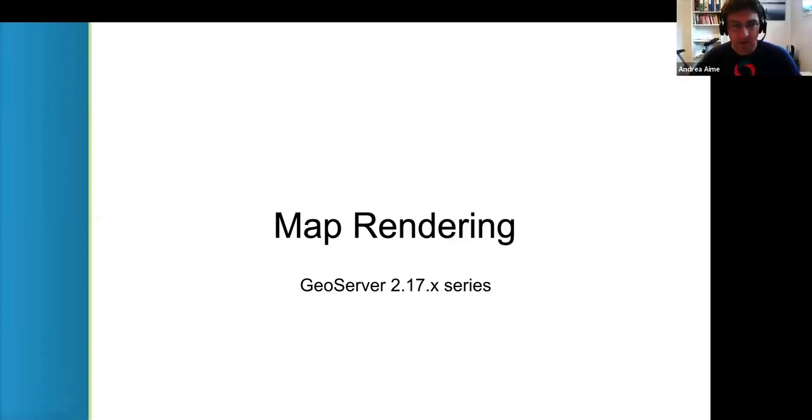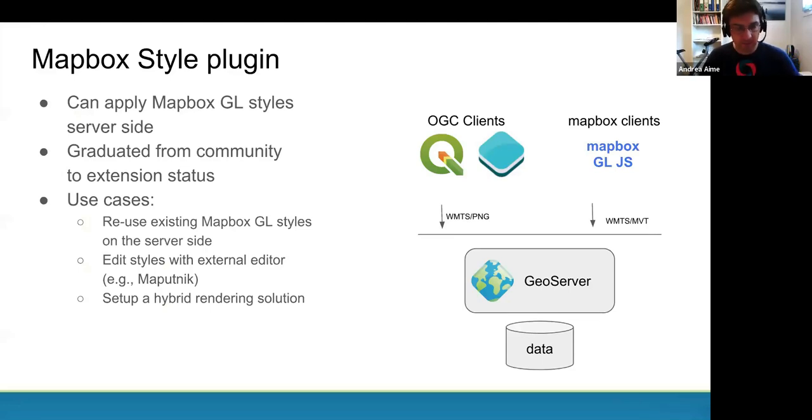Hello. Yeah, thank you. So we got a bunch of styling improvements, especially in the Mapbox style plugin. Jody pushed it from community to extension status, which means you will find it among the releases as a numbered module, as opposed to being a community module that you can only find in the nightly builds. The use case for this module, the Mapbox style plugin, is to reuse the Mapbox GL styles on the server side as well, for those cases where you want to have a hybrid architecture where you publish Mapbox vector tiles, but want to also retain the ability to publish PNGs, so that you have a fully standard OGC service, but also allow the use of vector tiles on the side.